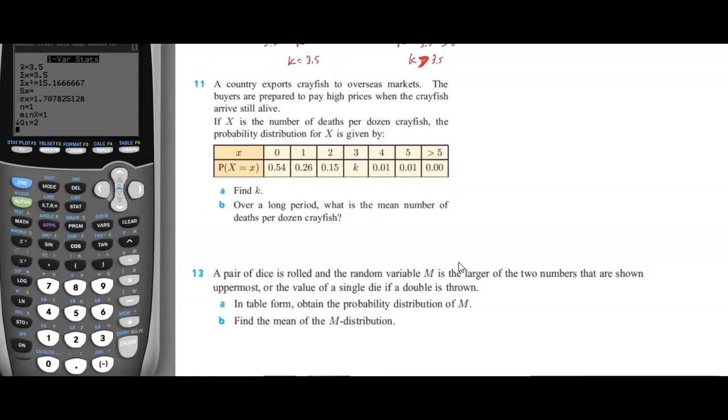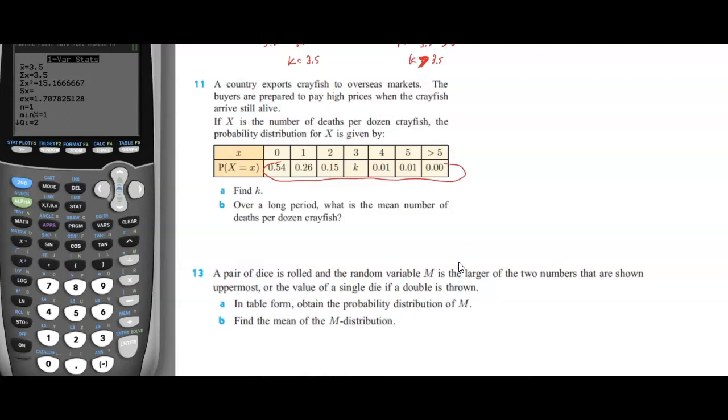Number 11, a country exports crayfish to the overseas market. The buyers are prepared to pay high prices when the crayfish arrive still alive. If the random variable X is the number of deaths per dozen crayfish, the probability distribution for random variable X is given by this table. Find k. Okay, so first of all, whenever they have these problems, and they're always going to have these problems on the IB exam, basically the only principle you're going to use probably is that all the probabilities have to add up to 1, right?